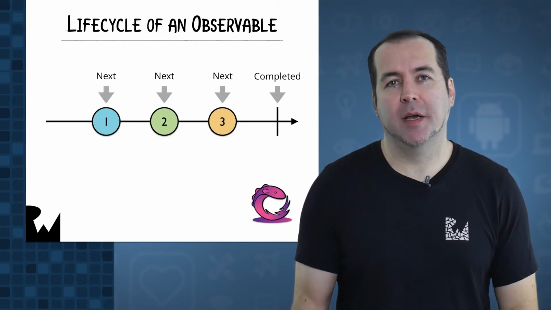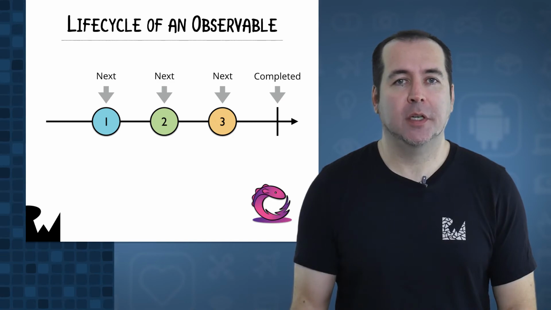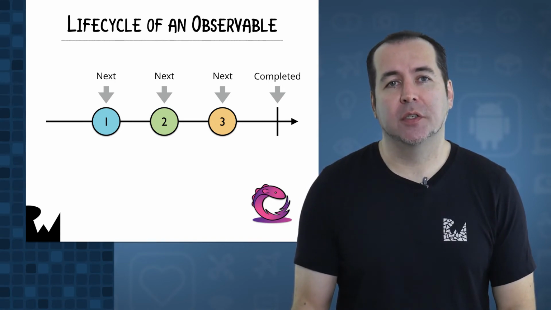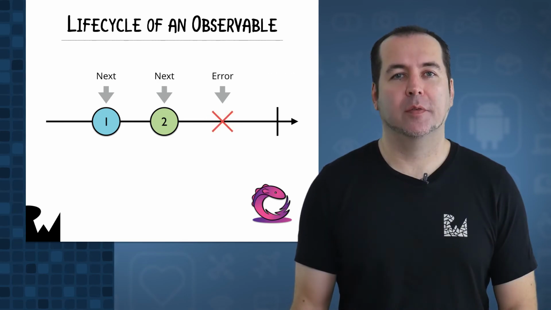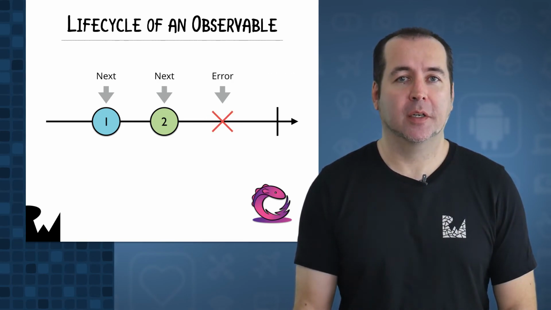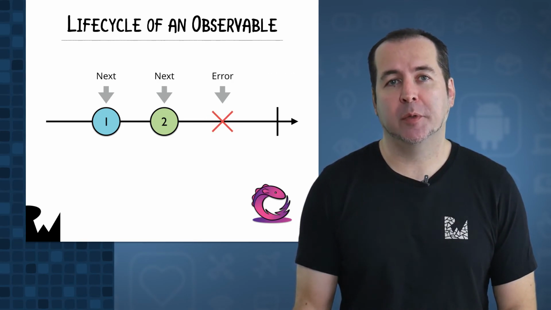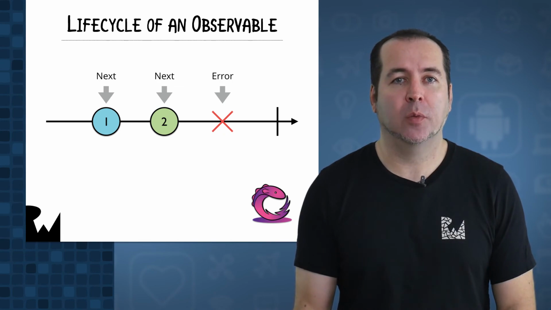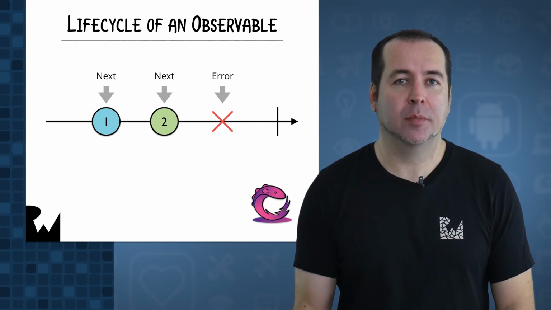So let me explain that a little better. An observable can emit a next event containing an element of the observable type. And when the observable is done, it emits a completed event. This is considered normal termination. However, sometimes things can go wrong, and when that happens, an observable will emit an error event. This also terminates the observable. An observable can only emit one error event and it's done, and can no longer emit any more events, just like when it emits a completed event.